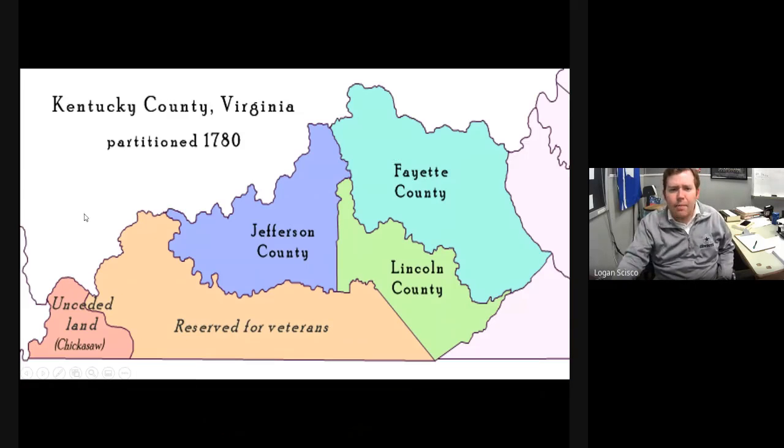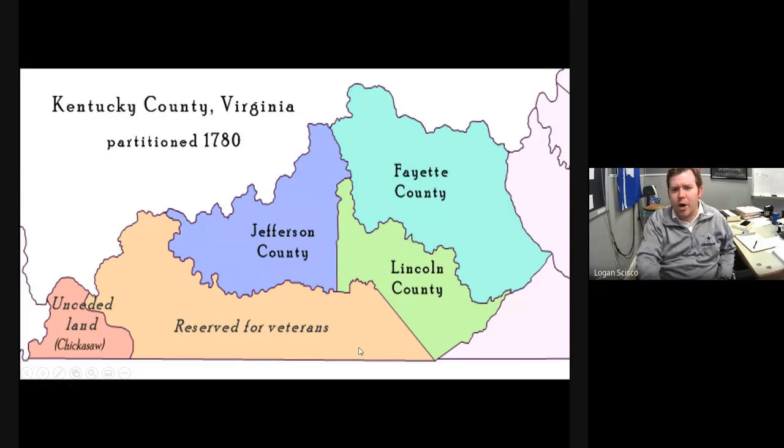So if you look at a map of the way Virginia partitioned Kentucky, this is what they were looking at. Fayette County was basically the eastern side and the northern side, some of the central part of the state. Jefferson County was basically your northwestern part of the state, as well as part of the central. And Lincoln County was here. Now, Lincoln County is a lot smaller than we see today, right? But it's there. You'll also notice on this map that you'll see reserved for veterans.